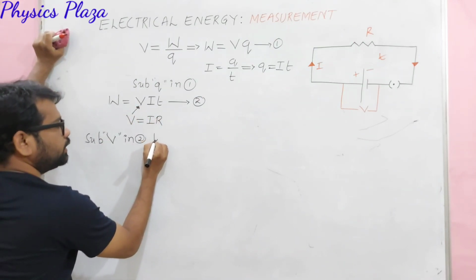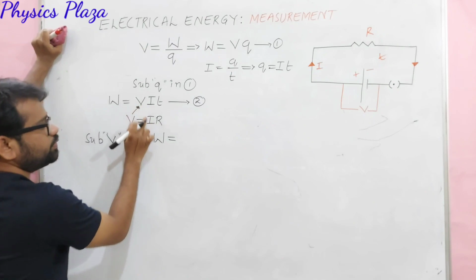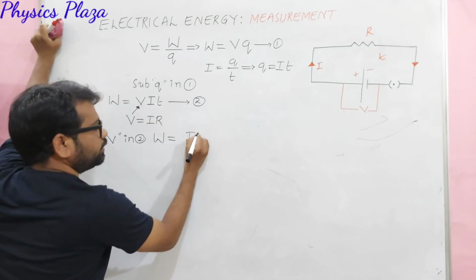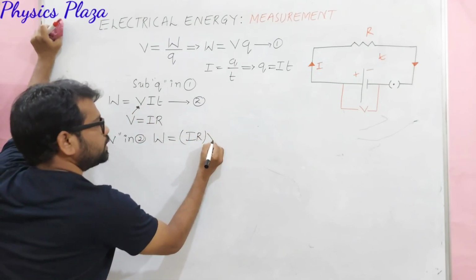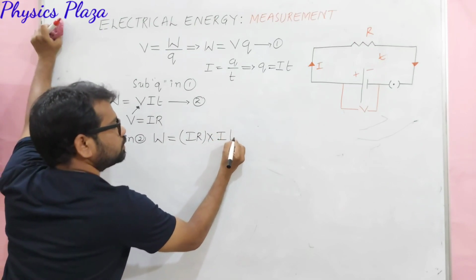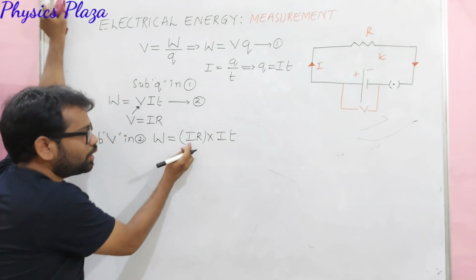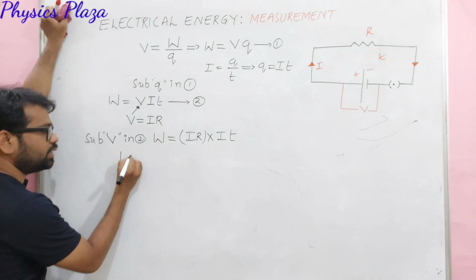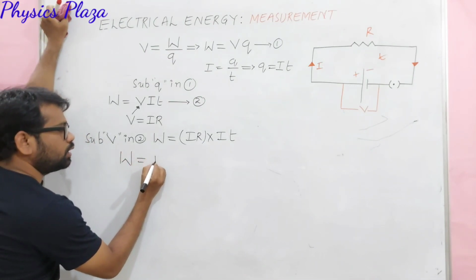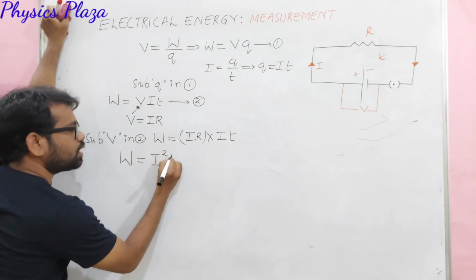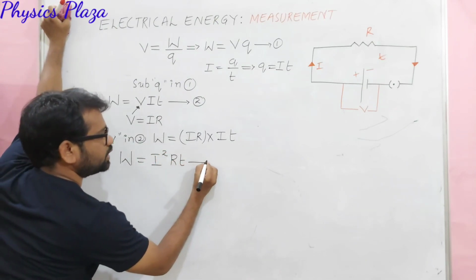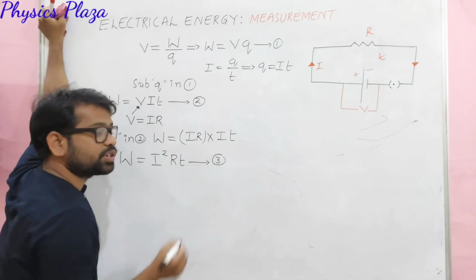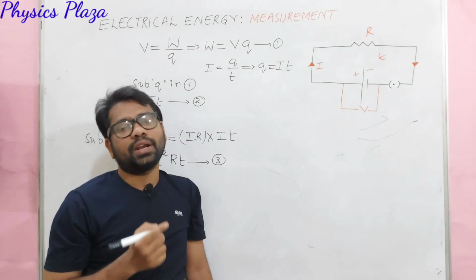Look here. W is equal to, in the place of V, we are going to write IR. So it is IR into IT. Additionally, I into I will be what? It is I square. So finally we get W is equal to I square RT. It is another expression for electrical energy.